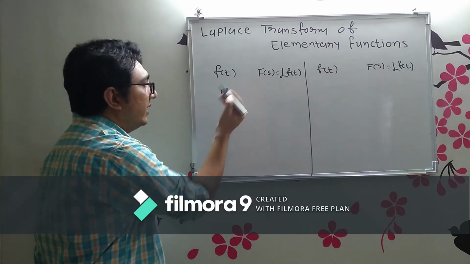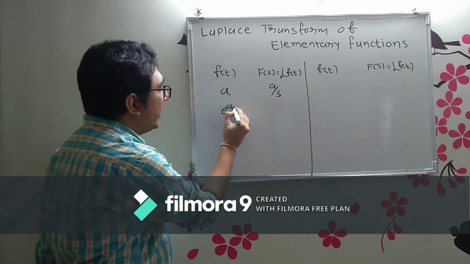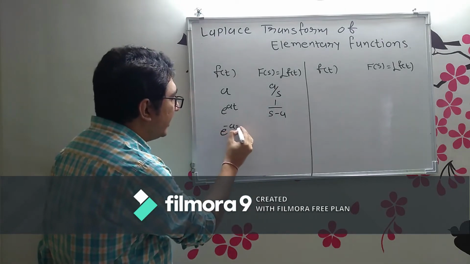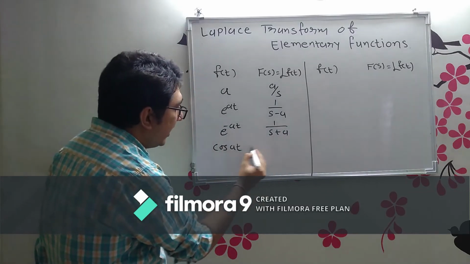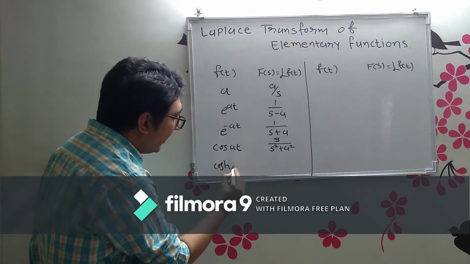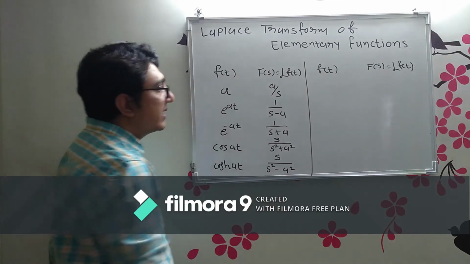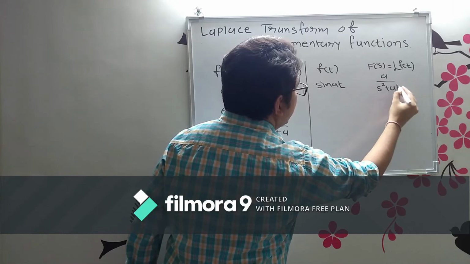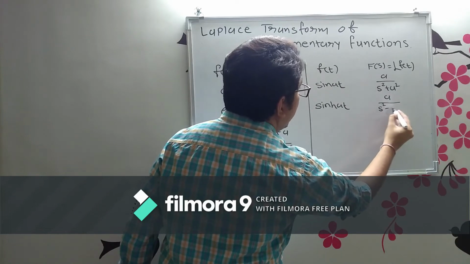So let us start with a. Laplace of a is a by s. e raised to at gives 1 upon s minus a. e raised to minus at gives 1 upon s plus a. cos at gives s upon s square plus a square. cos hyperbolic at is the same, but the sign is different in the denominator: s square minus a square. sin at gives a upon s square plus a square. sin hyperbolic at gives a upon s square minus a square.